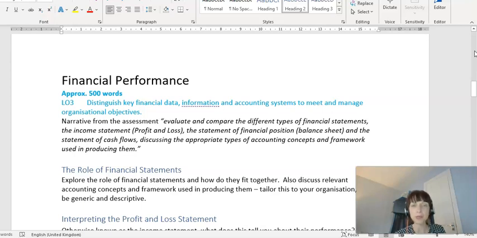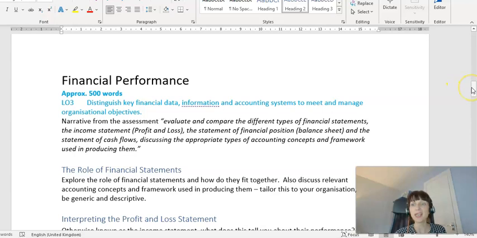So we start off by looking at the role of financial statements for your organisation. This is really understanding how they work together, which one's historic, which one's looking at the current situation, what's looking ahead. So how they fit together to give a really nice picture of what's going on. Also discuss the relevant accounting concepts and frameworks that the organisation's using. So tailor it to your organisation.